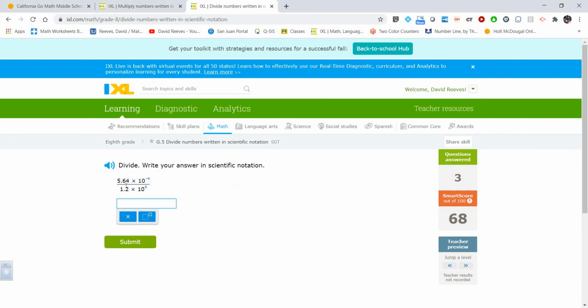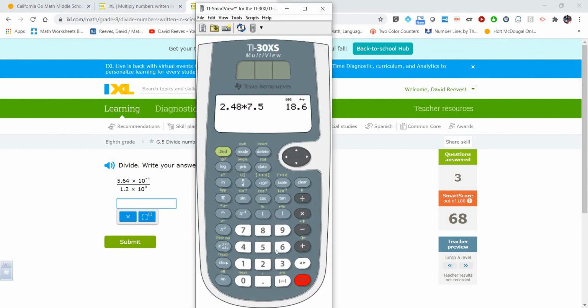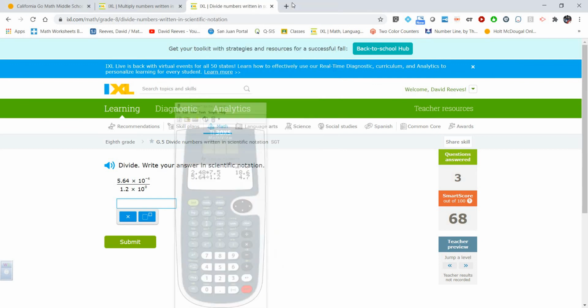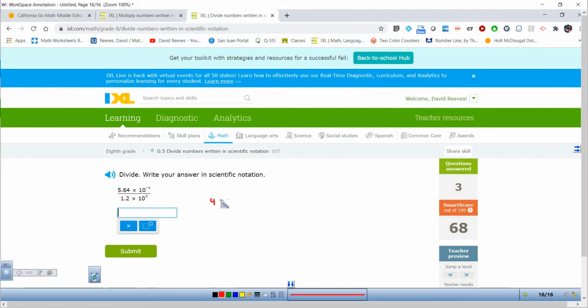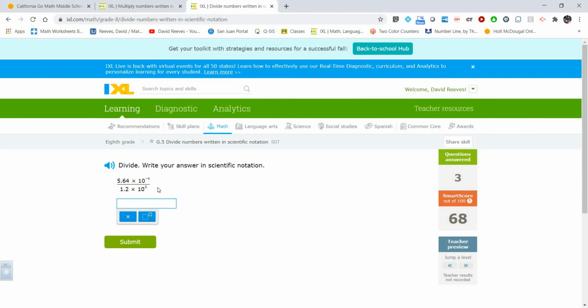Now I'm going to do 5.64 divided by 1.2. Again, I do not mind if you divide on a calculator. 5.64 divided by 1.2 is going to give me 4.7. 4.7 times 10, and then what do I have? I have negative 4 minus 0. I can't believe I wrote that down. Negative 4. 4.7 times 10 to the negative 4 power. All right.